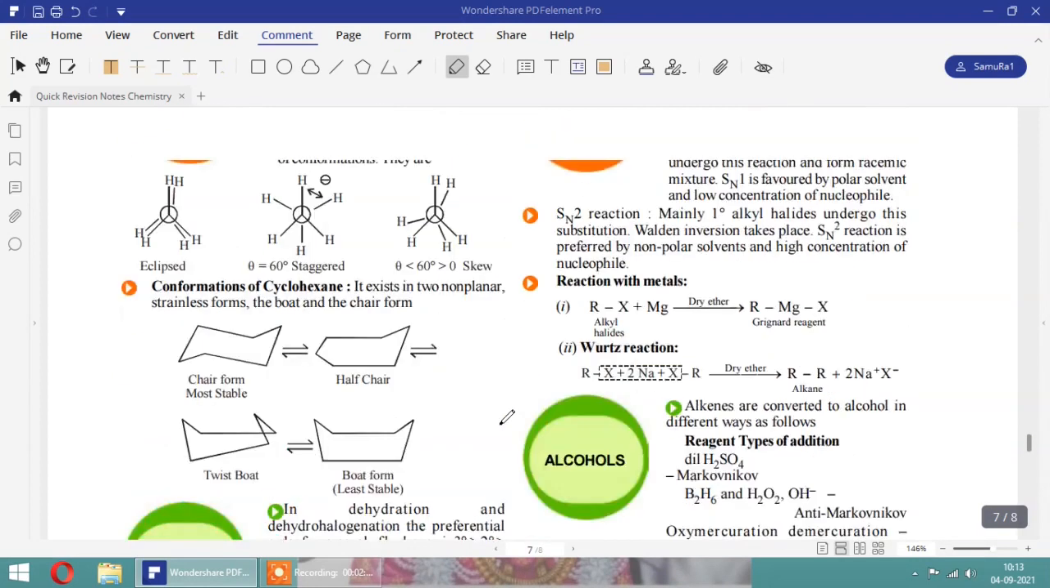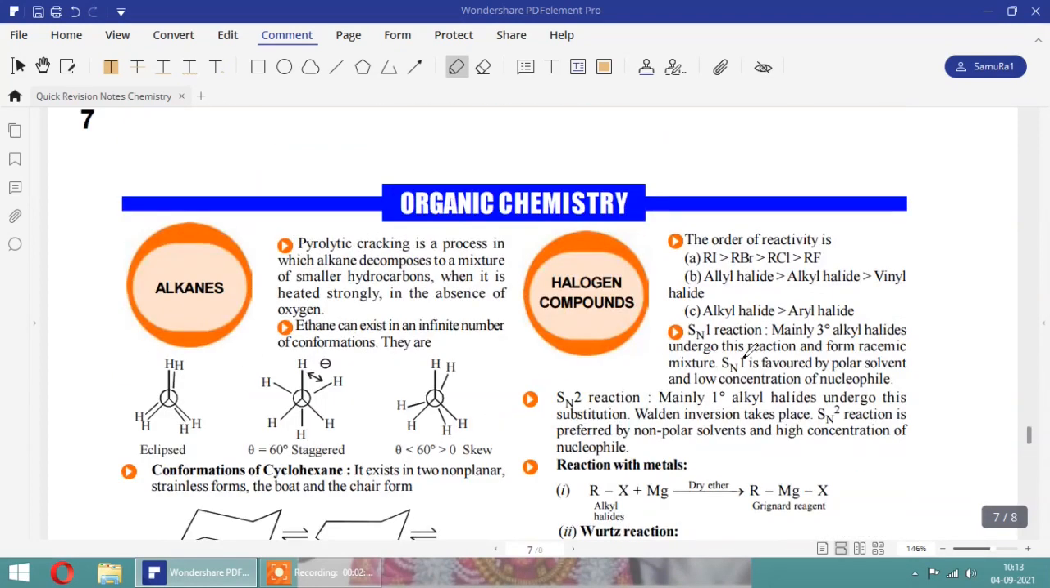Next, halogen compounds. The order of reactivity: RI greater than RBr, RCl and RF. Alkyl halide greater than vinyl halide. Alkyl halide greater than aryl halide in reactivity.